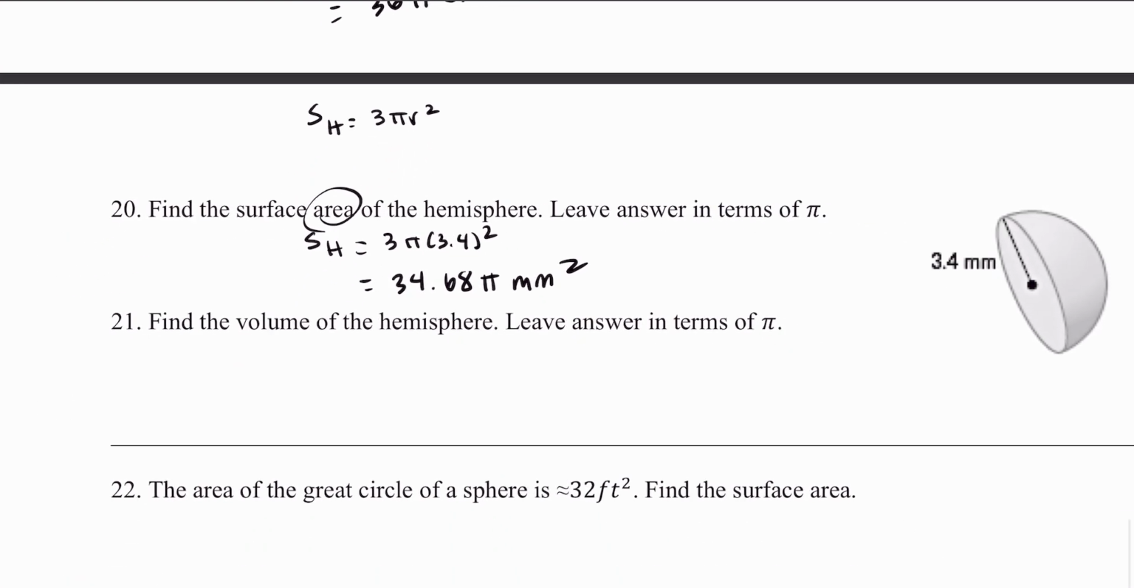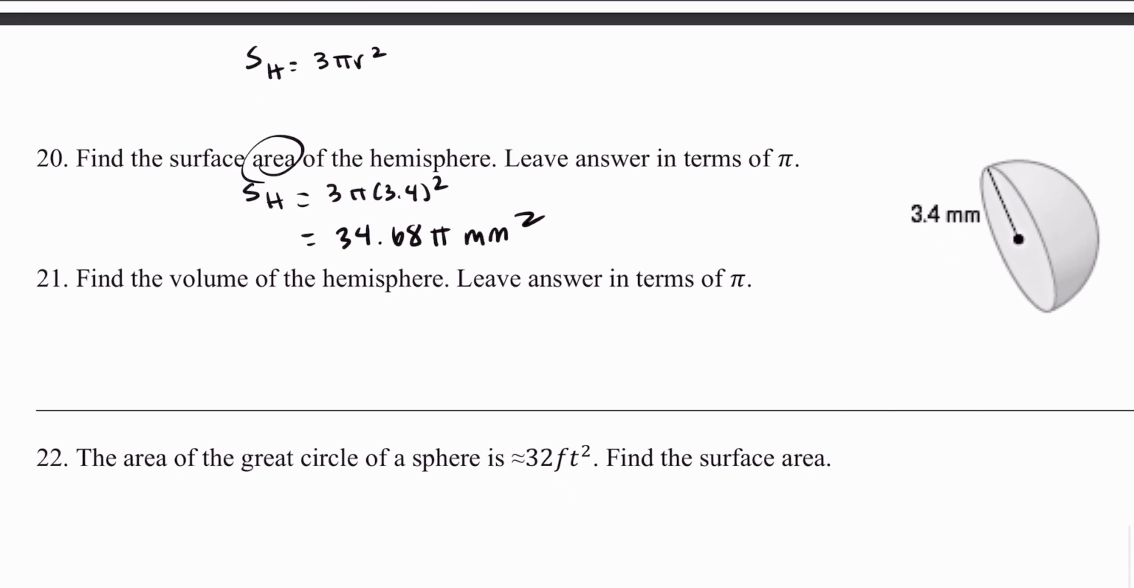And then the volume of the hemisphere. What I'd like you to do first is this. We're going to go ahead and find the volume of the hemisphere by just using the regular volume of the sphere formula. Okay? And then whatever our answer is, we're going to divide that by 2. That's the best way to approach this problem. So the volume of a hemisphere is 4/3 pi r cubed.